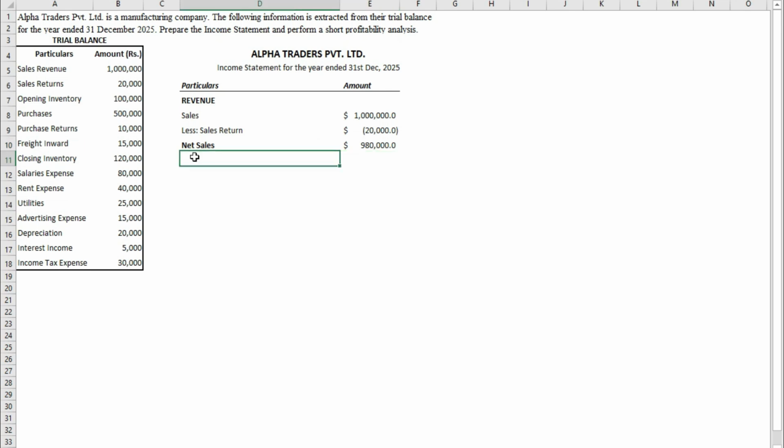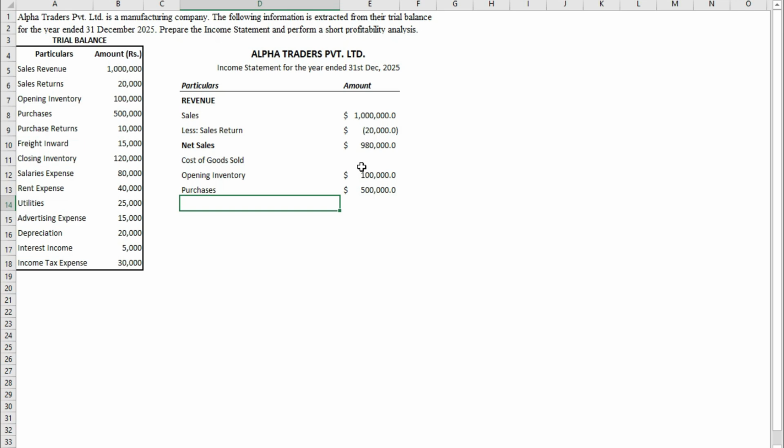Now we will move on there and add the cost of goods sold. And yes, here first of all we have the opening inventory, and we will write the opening inventory, and our opening inventory is 100,000, yes, it's 100,000. So this is our opening inventory. Then we have the purchases, and purchases are 500,000, yes.